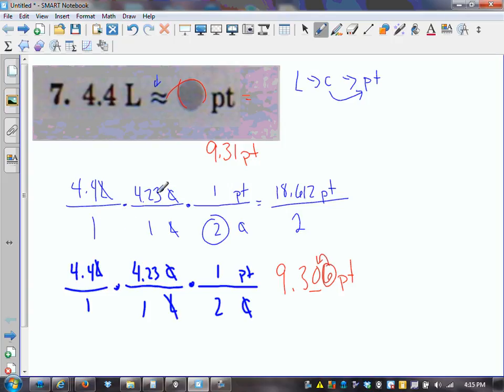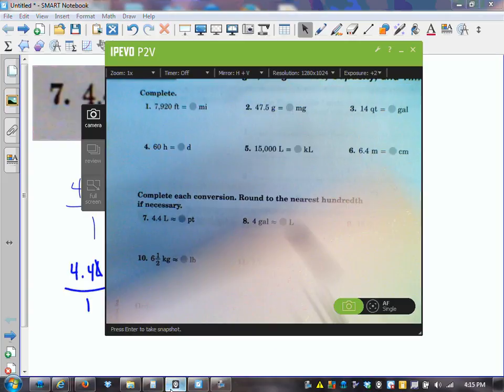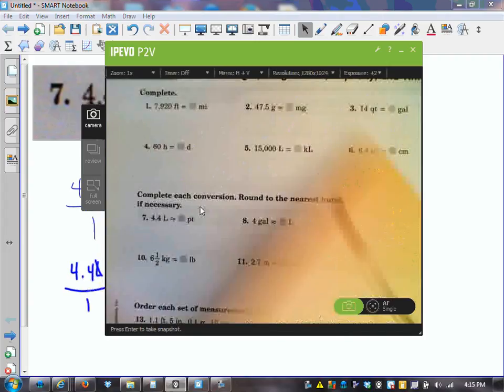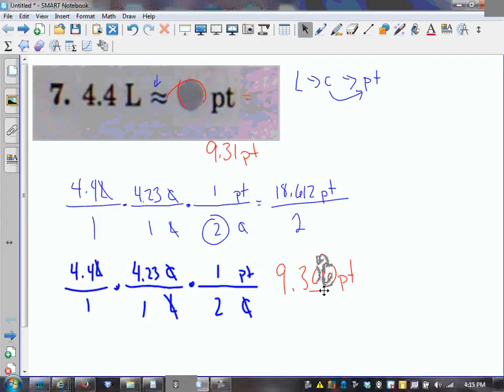4.4 times 4.23 times 1. It gets us 18.612. And then our liters are gone, our cups are gone, our pints are all that's left. Then 1 times 1 times 2 is 2. We do that division. We get 9.306. Now our homework does say to round to nearest hundredth for number 7. So I'm going to underline the hundredths place, circle the place value to the right, and then 6 is going to make that 0 go up to a 1.